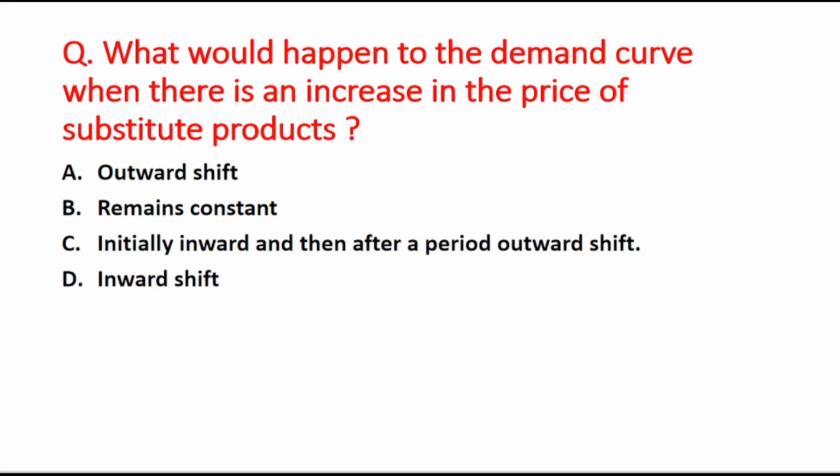First question is, what would happen to the demand curve when there is an increase in the price of substitute products? Your A option is demand curve outward shift. B option is demand curve remain constant. C option is initially inward and then after a period outward shift. And D option is inward shift. So the right answer is option A, that is when there is an increase in the price of a substitute product, then the demand curve will move outward. Okay, so option A is the right answer.